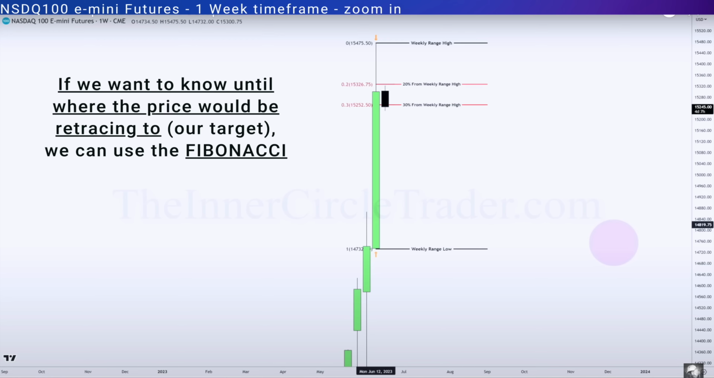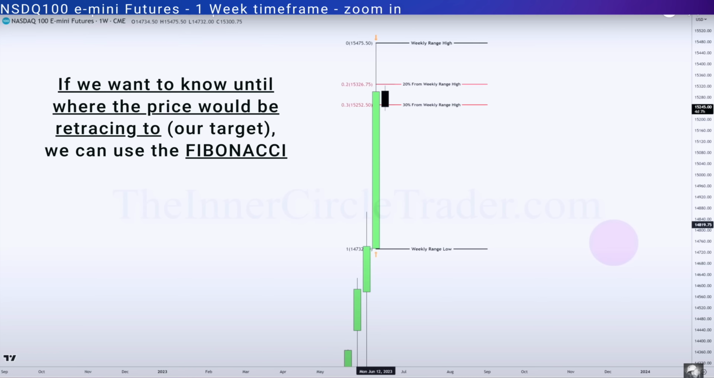Going back to our example, if we want to know until where the price would be retracing to, and so what our target is, we can actually use the Fibonacci. Because as we have seen before, guys, we know the high of that week and the high of that candle. What we need to know is how low on that day the price is going to retrace back to, so that we know until where and until when we should be holding our price target.